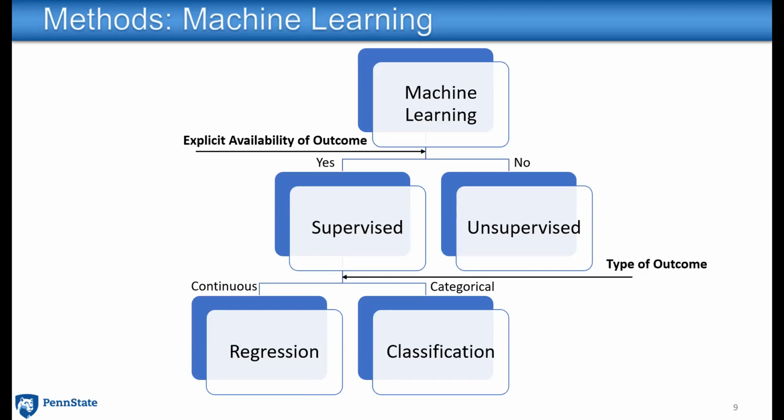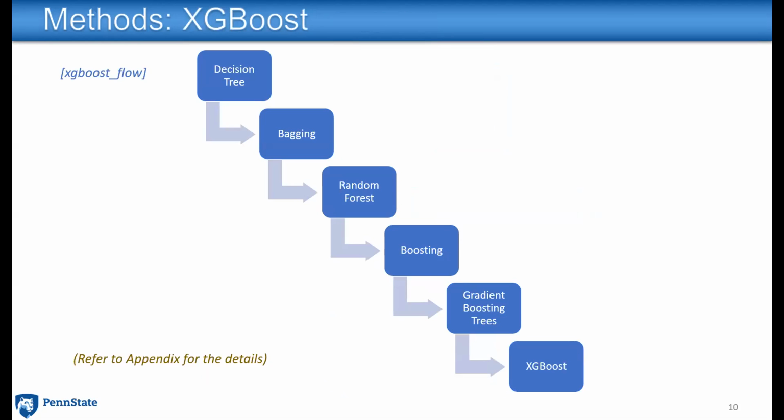Let's say if you have outcome availability, whether that outcome is continuous or categorical will classify methods into regression or classification. The model that we built uses regression and classification techniques. And the algorithm we used is XGBoost.